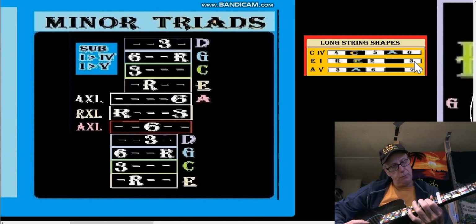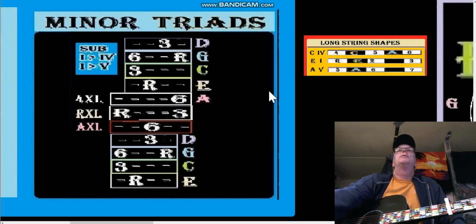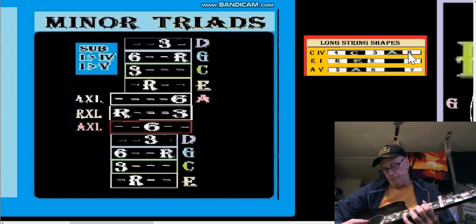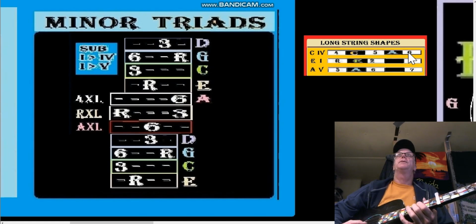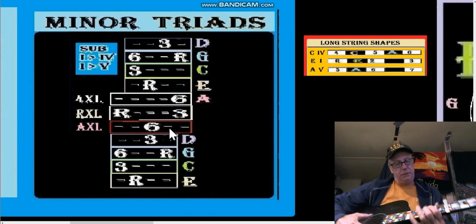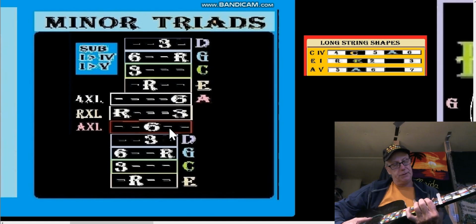Root, 2, 3, 4, 5, 6, 7, root. Okay, sorry about that. And then on the 4, we're only going to play the 6. So on the C long string shape, we're only going to play the 6 on that. Okay, so once again with the minor, it's going to be down here. It's going to be 6, root, 3, 6. 6, root, 3, 6, and you get used to that shape.